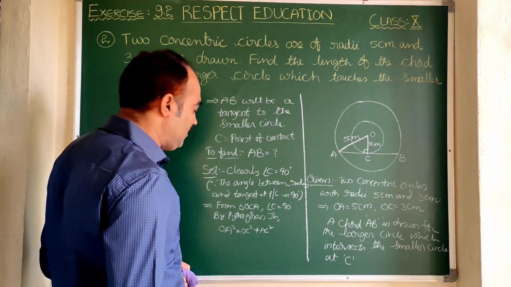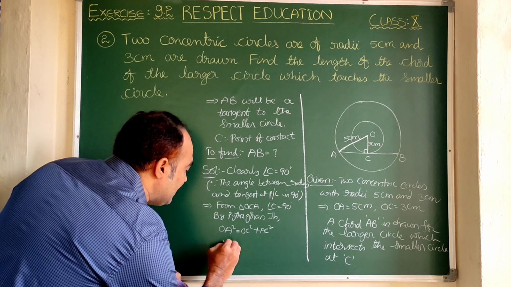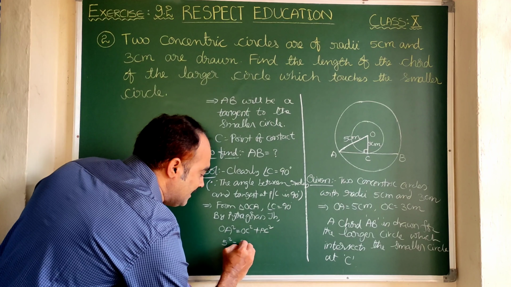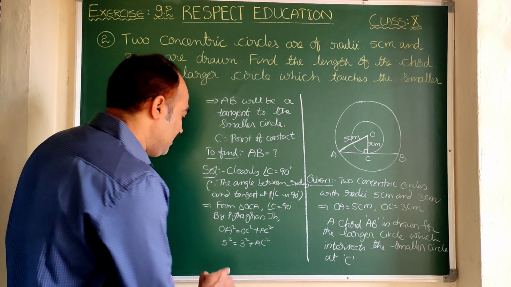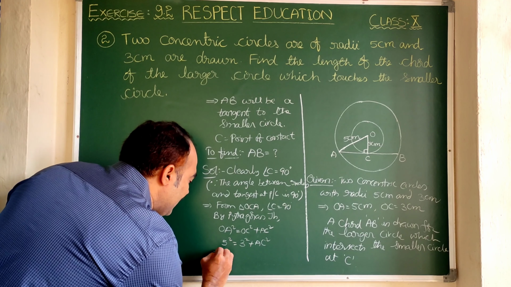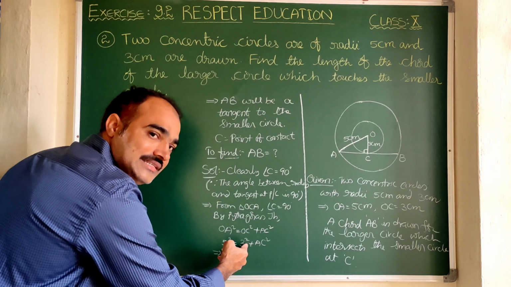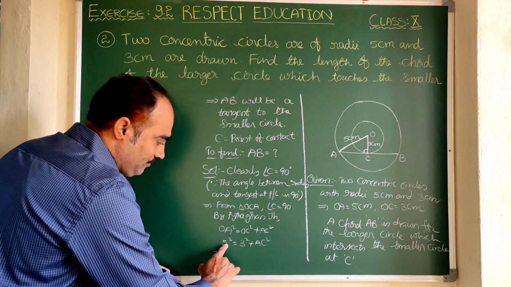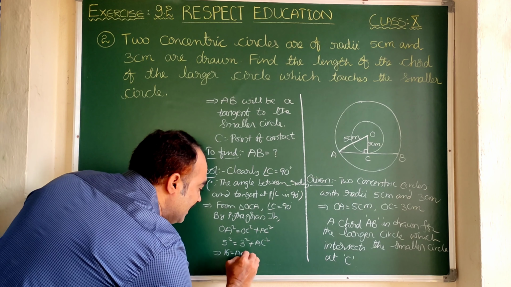Let us substitute the values. OA is already known, it is 5. So 5 square is equal to OC, which is 3, so 3 square, plus AC square, which we do not know. Let us write it as it is. Here we can write 5 square as 25, and 3 square is 9. Let us send this 9 to this side. 25 minus 9 is 16. So 16 is equal to AC square.